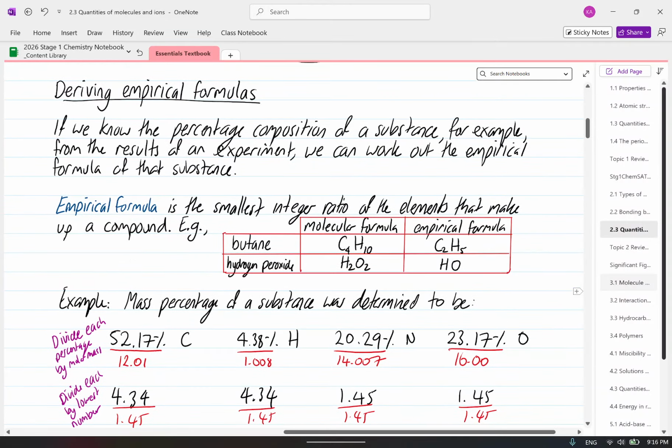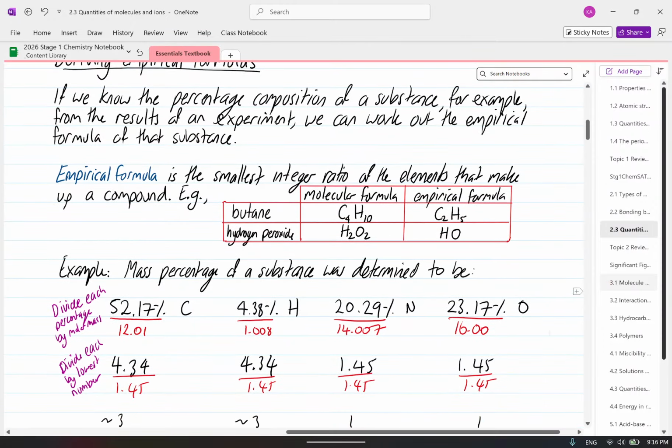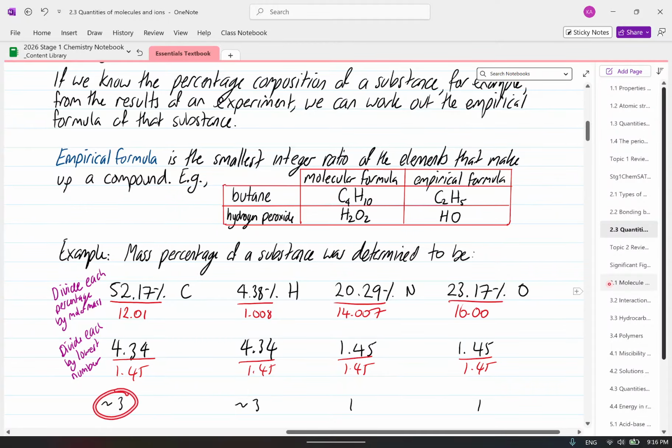So we'll do this. 4.34 divided by 1.45. Again, 4.34 divided by 1.45, and so on. Now, obviously, these ones, you should hopefully know the answer to, and without using a calculator, it will be 1. So that's showing us that in the empirical formula, there will be 1 nitrogen and 1 oxygen and some multiple of carbon and hydrogen. And once you work it out, those two values are very close to 3. And obviously, these ones will be exactly 1.